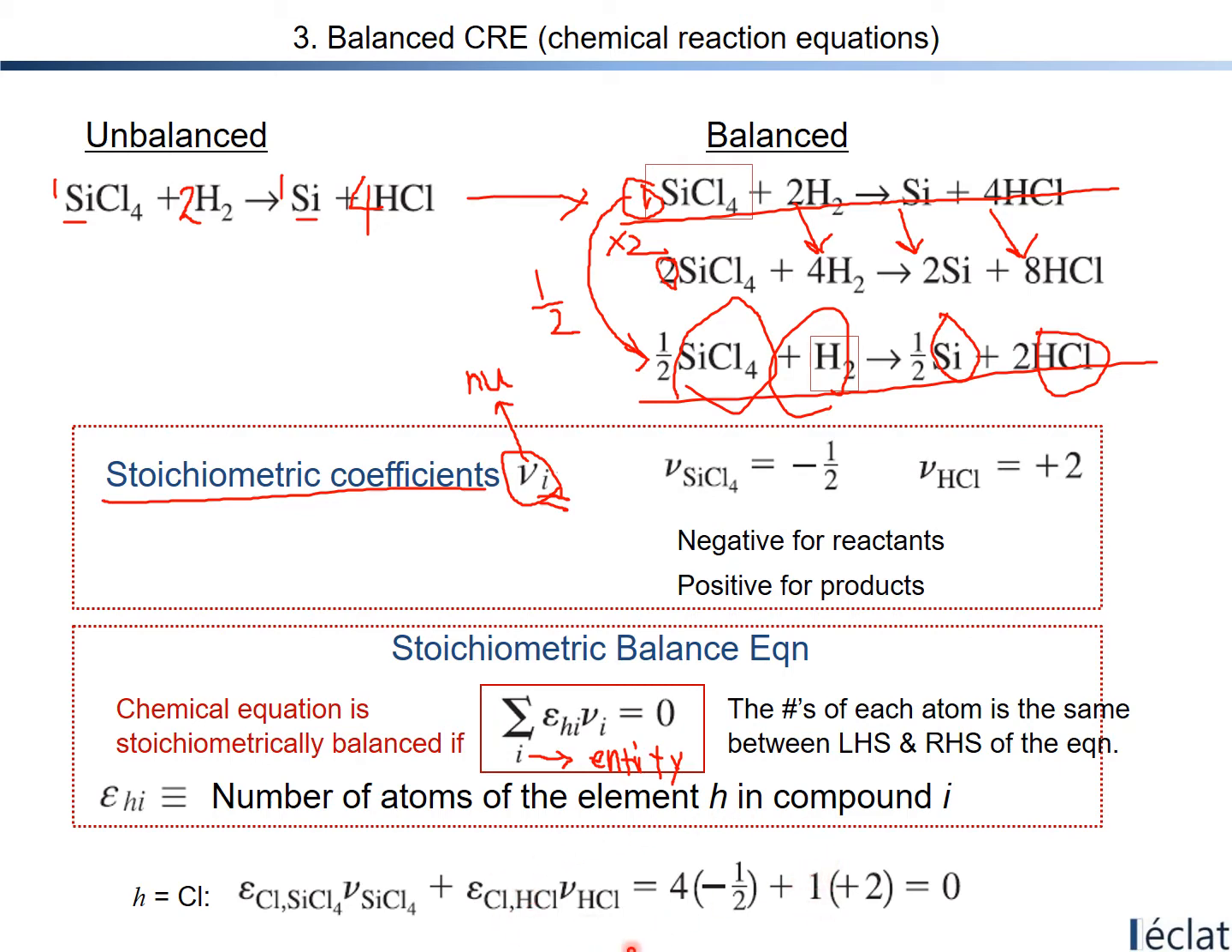And also it's time to count the stoichiometric coefficient of the corresponding entity. That is the plus 2. This should be plus because HCl is a product. So here is the plus 2. So the summation of those two things is equal to 0. Then I can say this equation is well balanced in terms of chlorine gas. Of course, you should move to silicon and also you should move to proton for satisfying the stoichiometric balance equation.